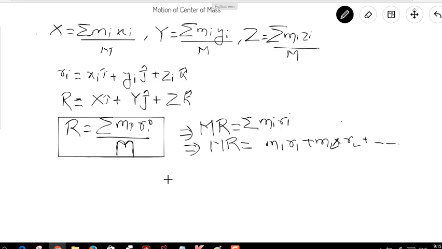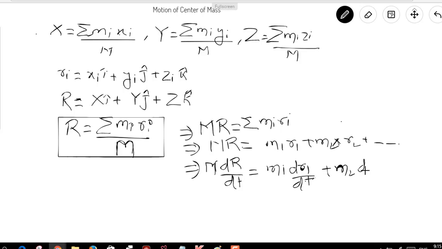M2 R2 plus so on. So if we differentiate this with respect to time on both sides, then this will become M dR by dt, and this will become M1 dr1 by dt plus M2 dr2 by dt, and so on.